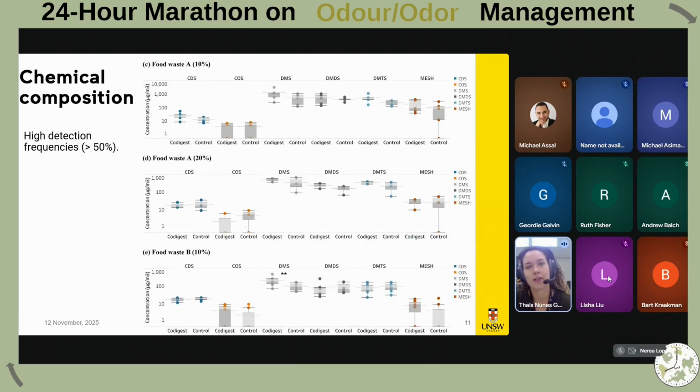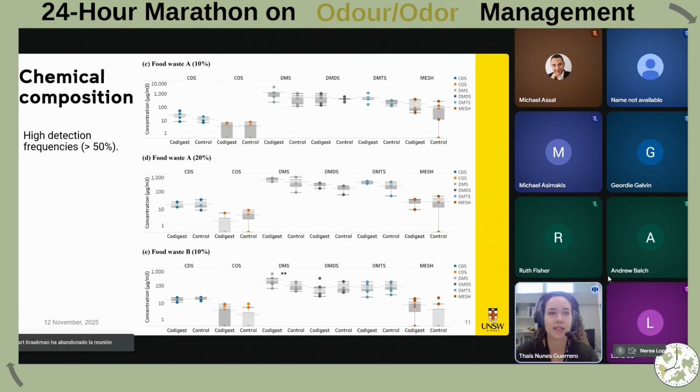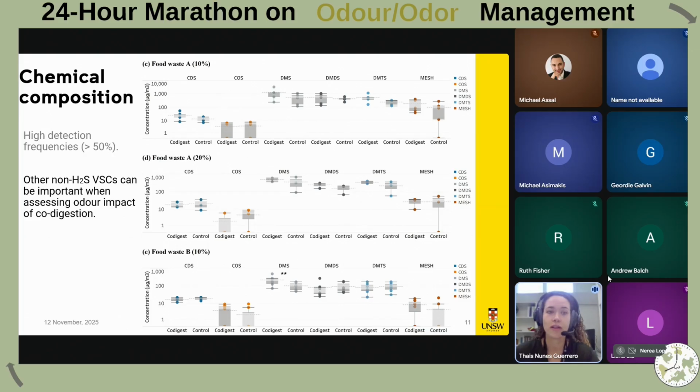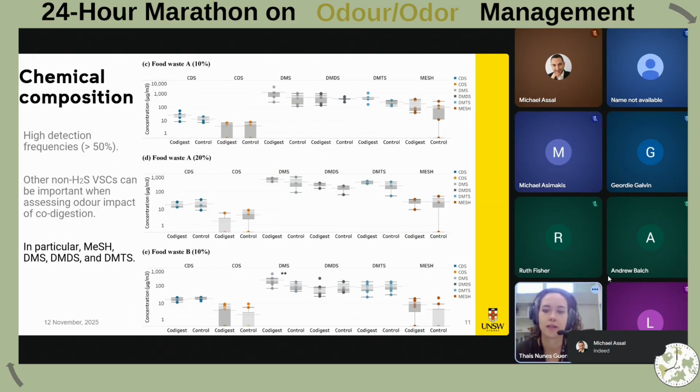And then when we looked at other sulfur compounds, we also had a high detection frequency for all compounds but methyl mercaptan. And so other non-H2S sulfur compounds can be important when assessing odor impact of co-digestion. A lot of the monitoring sometimes involve just H2S, and we observe that other sulfur compounds and other volatile organic compounds are also important in terms of odor. In particular, in terms of volatile sulfur compounds, methyl mercaptan, dimethyl sulfide, dimethyl disulfide, and dimethyl trisulfide.